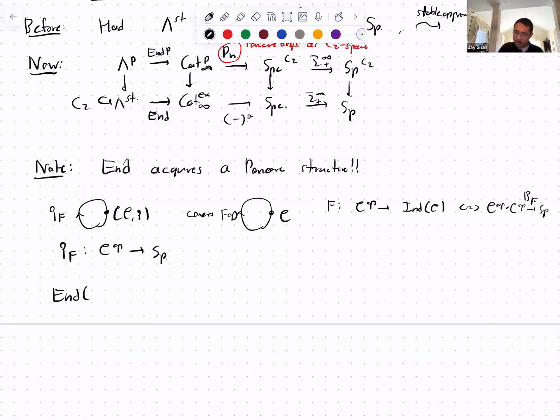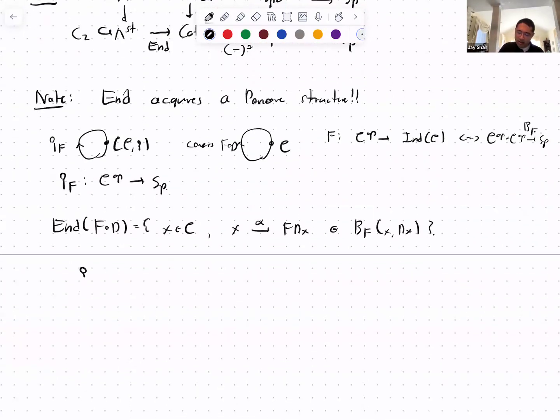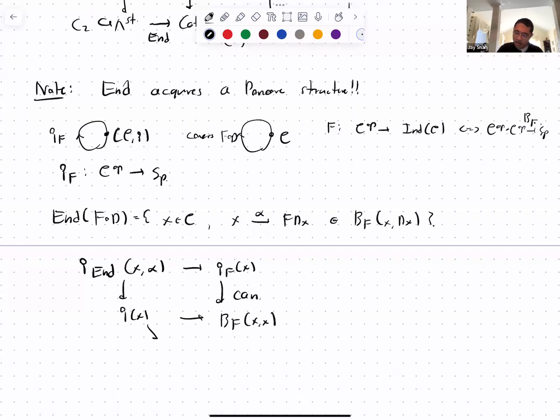So end consists of X in C, and some alpha, but this is just BF of X, dx. And I can define kappa end on this pair X, alpha as kappa F of X, kappa X, and a pullback square involving them, where the vertical arrow here is the canonical one. The one below is as follows. So I can go from kappa X to this mapping spectrum because it just passes through BXX.